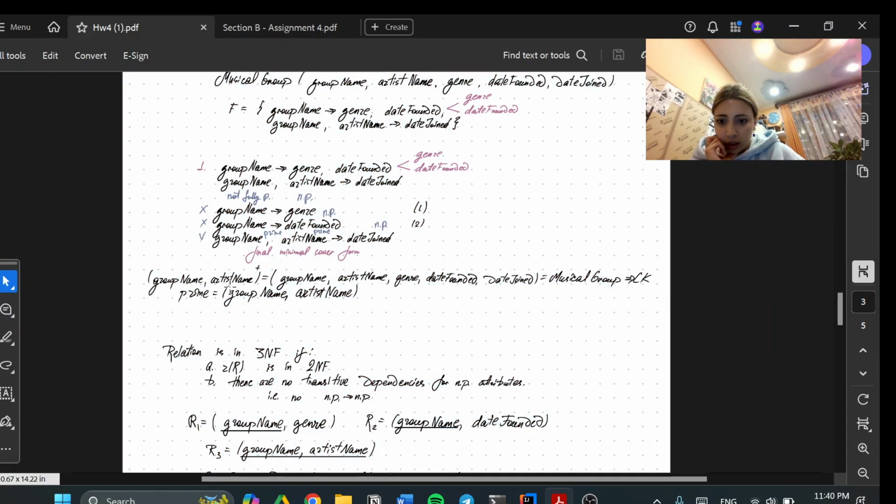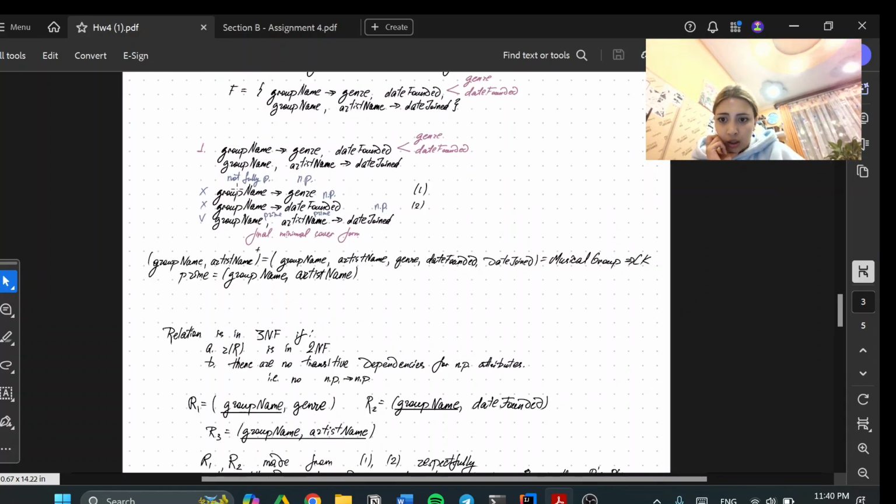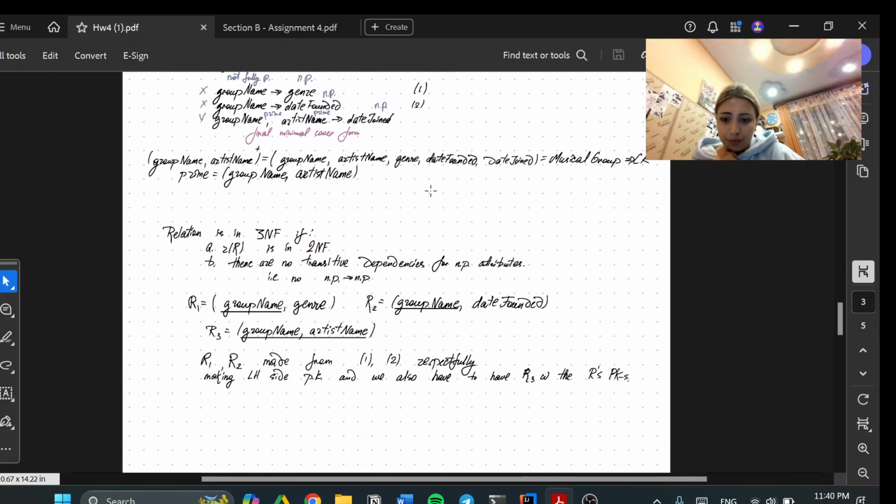So prime are group name and artist name. Group name by itself is not prime, artist name by itself is not prime. So the first two rows are not in 3NF. For the third row, the two together are prime, and date joined is not prime, so it's okay. So the first two we need to change.